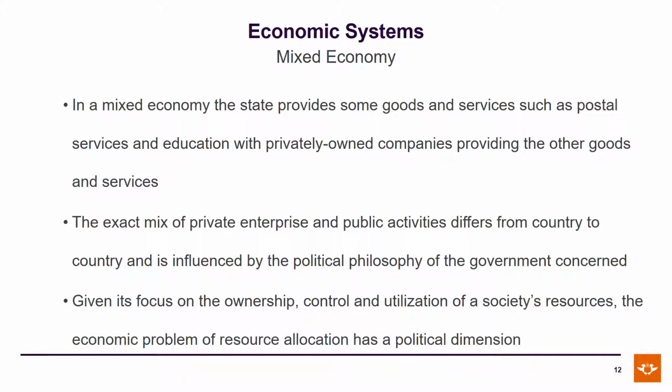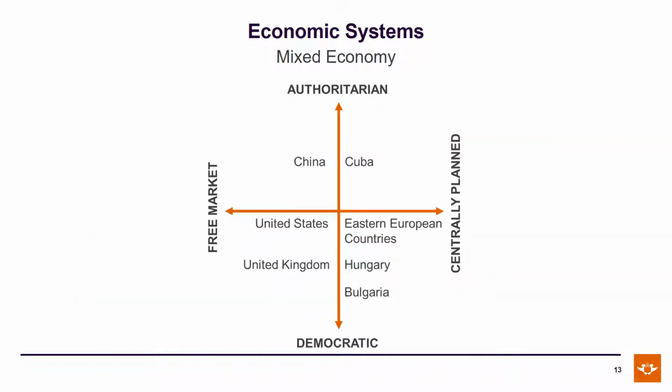Given its focus on ownership, control, and utilization of the society's resources, the economic problem of resource allocation does have a political dimension. Governments do get involved. The following slides give us a few examples of those countries that have pure market economies, pure centrally planned or command economies, and those countries which have a combination of market and command economies, or mixed economies, as it were.